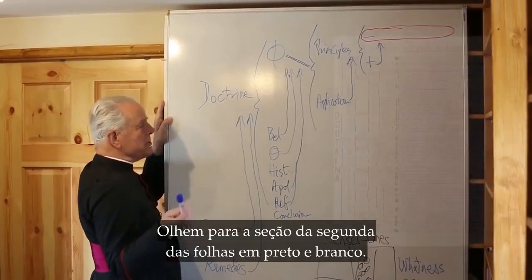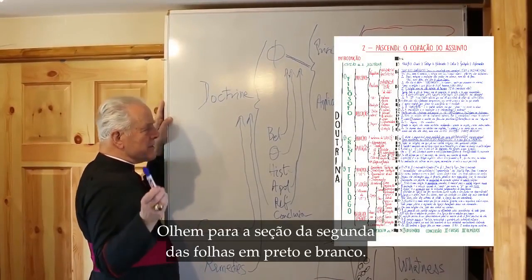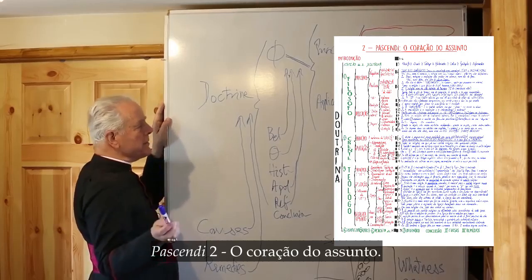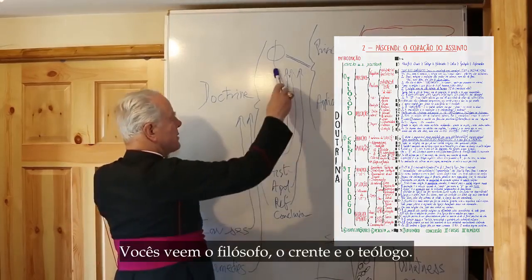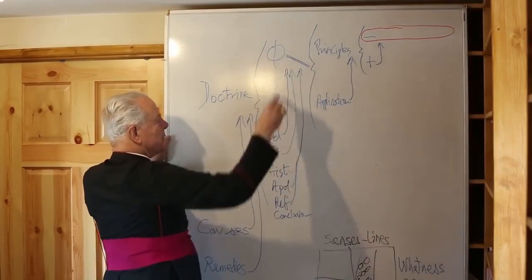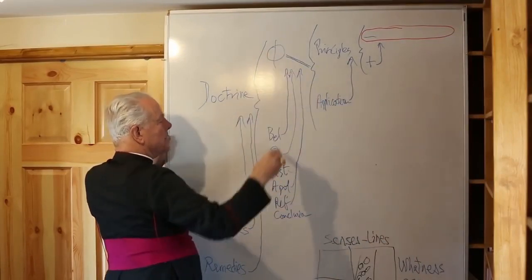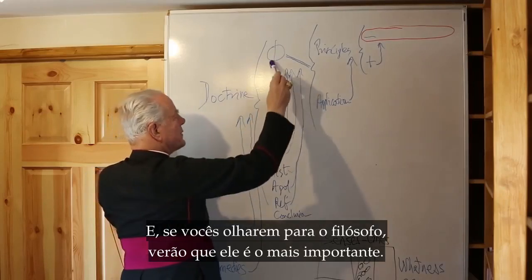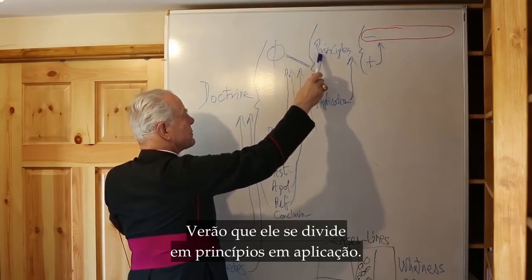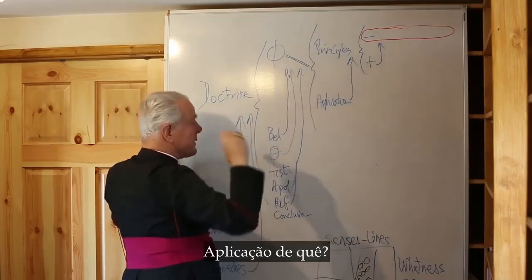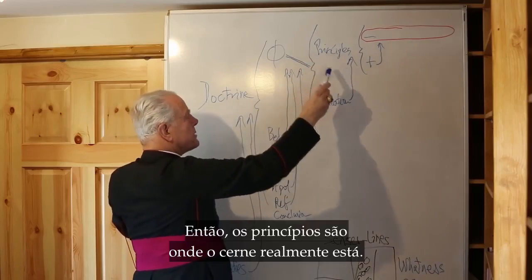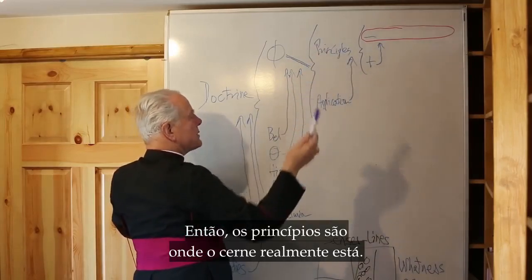You look at the section on the second of the black and white sheets, Pascendi II, heart of the matter. You see the philosopher, the believer, and the theologian. That's all you see on sheet 2, because that's the most important. And then if you look at the philosopher, because he is the most important, you see he divides into principles and application. Application of what? Application of the principles. So the principles is where it's really at.